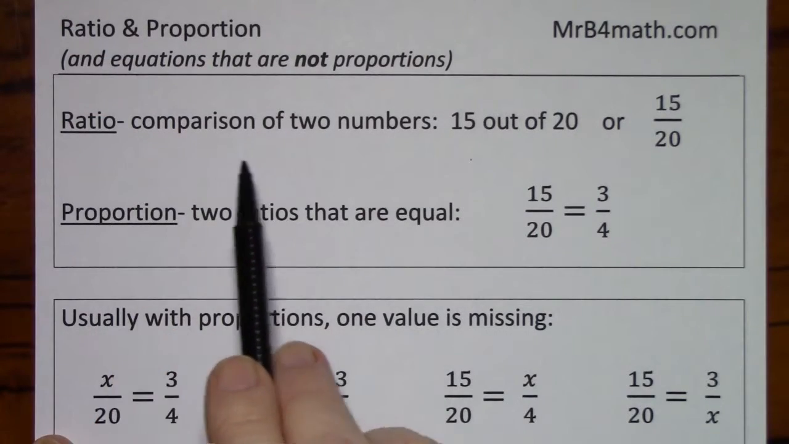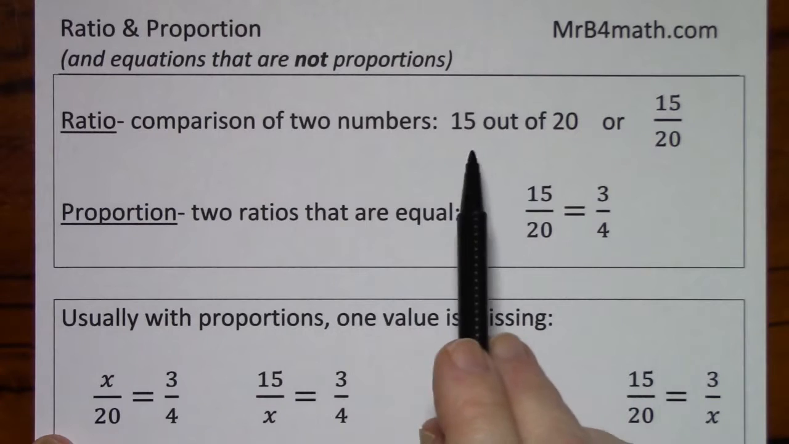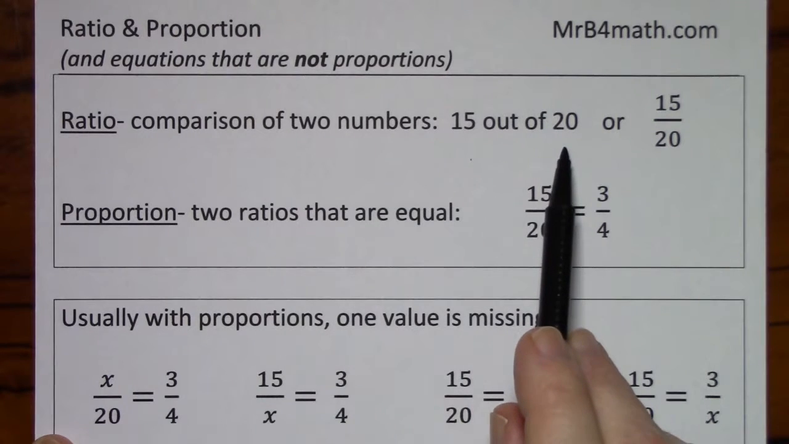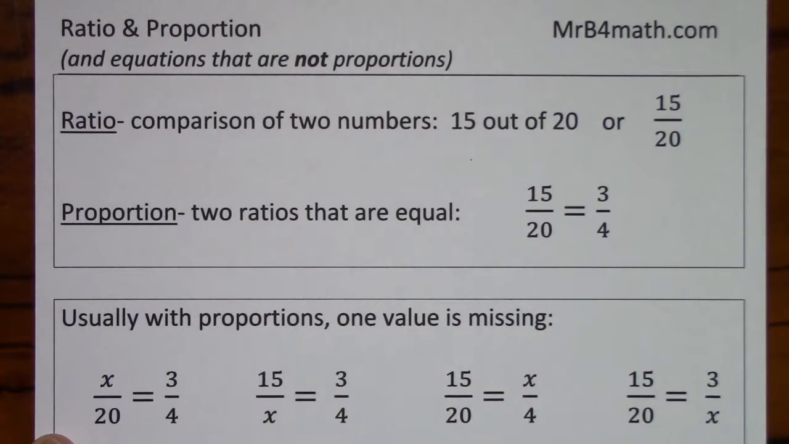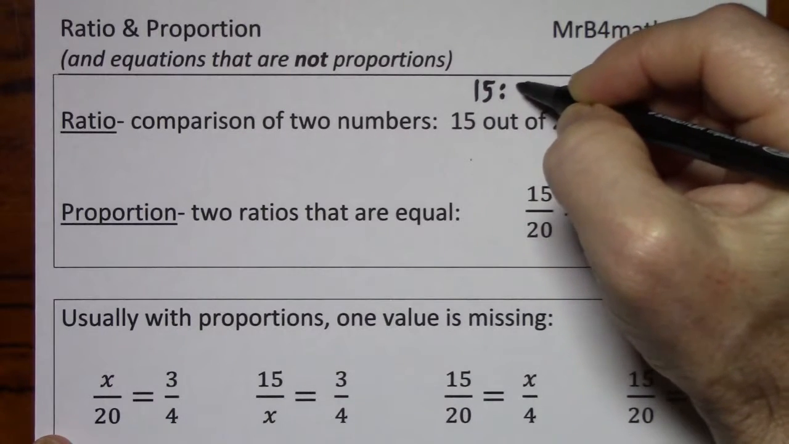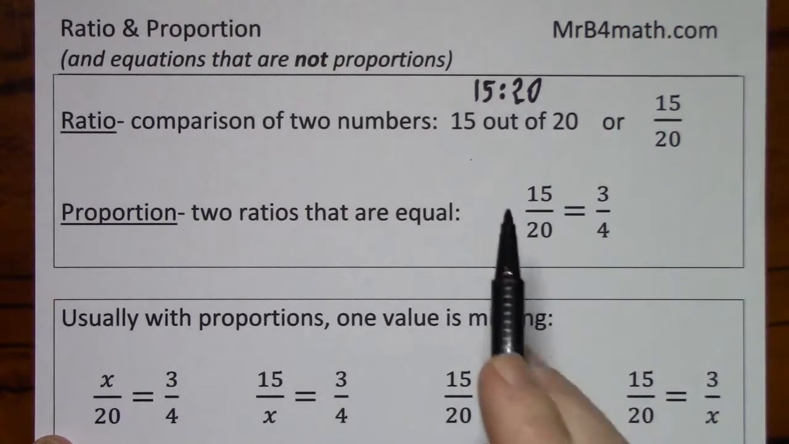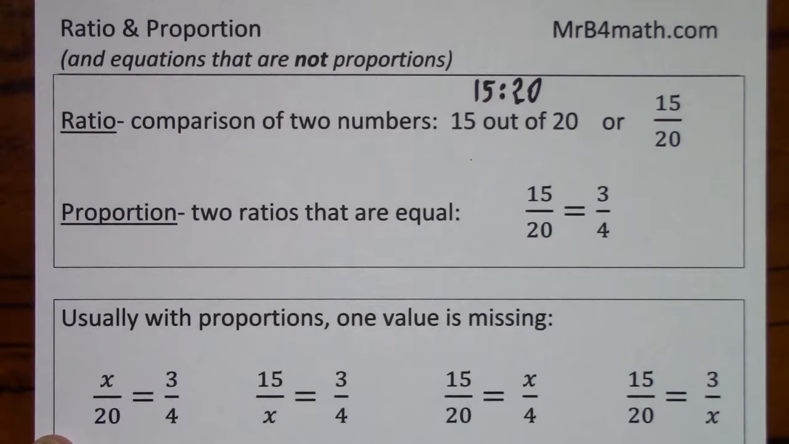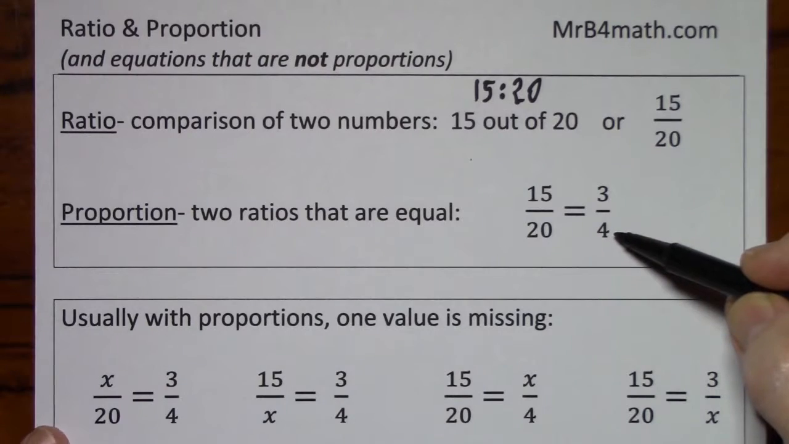A ratio is simply a comparison of two numbers. 15 out of 20 students have backpacks. My preference is to write it as a fraction. It could be written with two numbers separated by a colon. Normally, if you end up with this ratio, you would simplify it to 3/4.